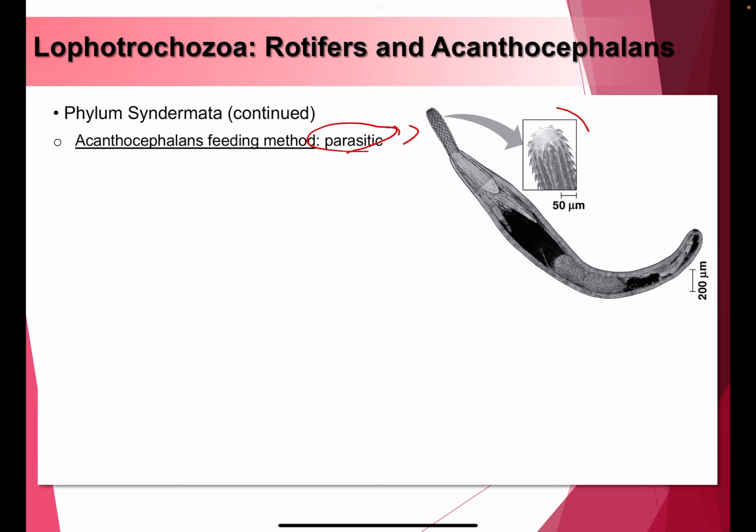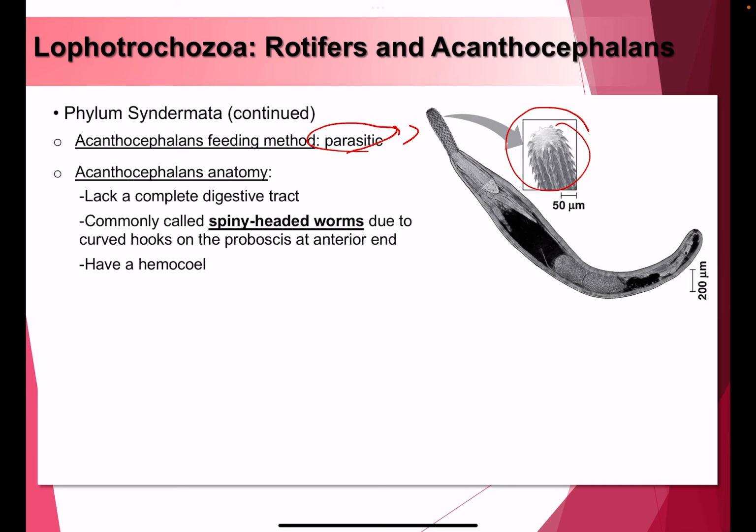That's why it has hooks like this, again, just like the tapeworm. And then all these parasites just tend to look like worms, because I guess that's how their body shapes like, so they can easily fit into our intestines. So they don't have a complete digestive tract. They're commonly called spiny headed worms because of the fact they have these hooks. They're curved hooks that make sure they can hook onto and attach to their host. They're on the proboscis at the anterior end of the particular parasites, but they do have a hemocoel.